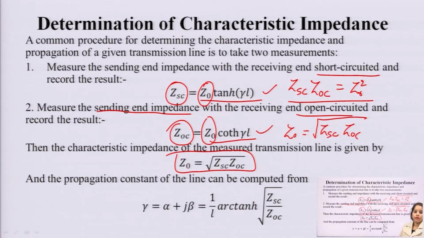So, we have to remember these steps, that if we want to calculate the characteristic impedance, we have to follow this step, and after that gamma, which is our propagation constant, is equal to the attenuation constant plus the phase constant, and this is equal to this one.